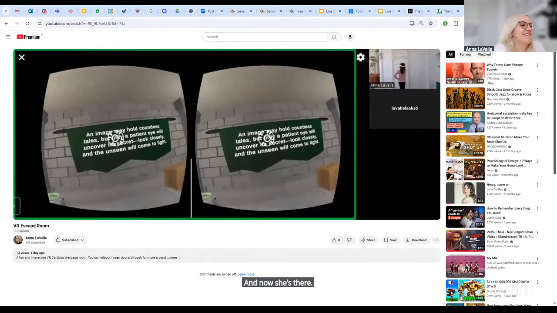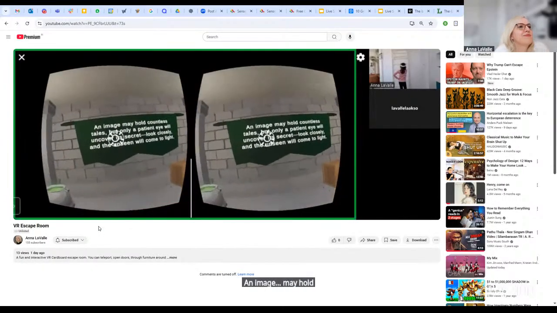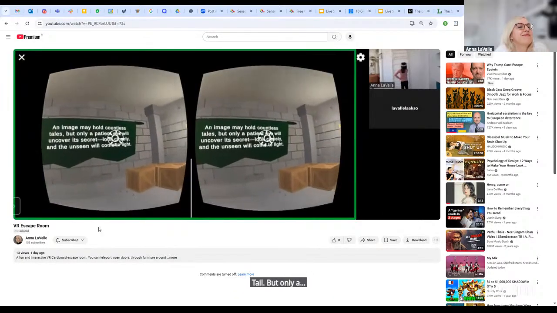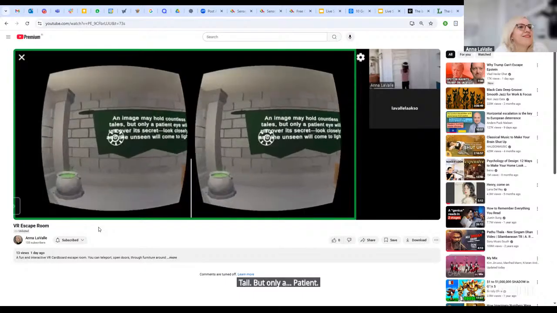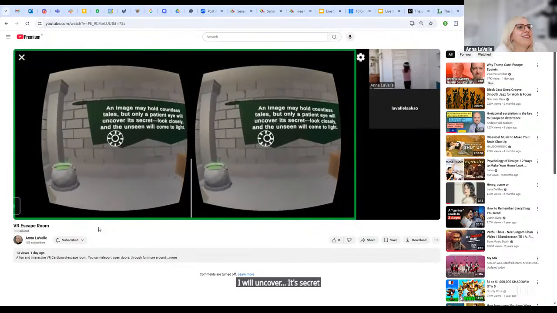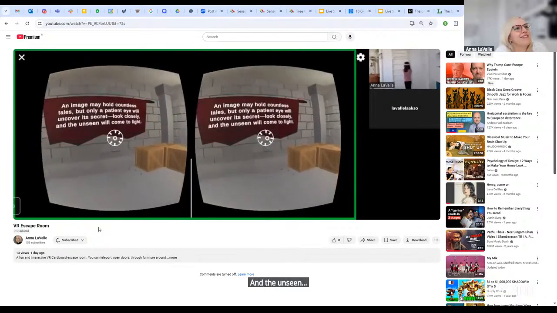An image may hold countless tales, but only a patient eye will uncover its secret. Look closely, and the unseen will come to light.